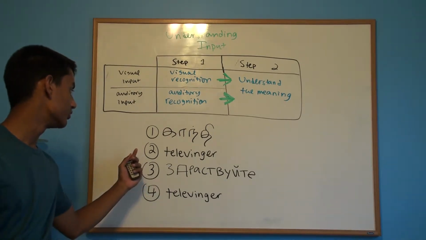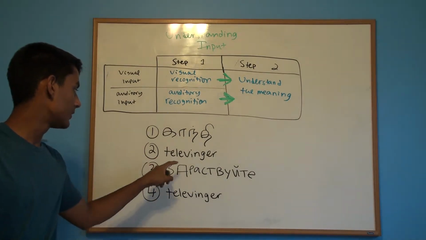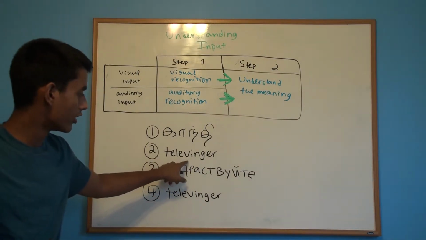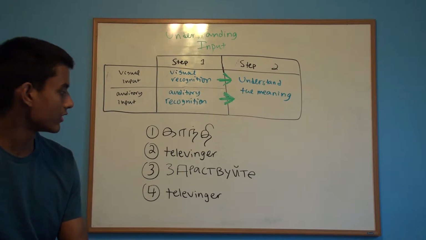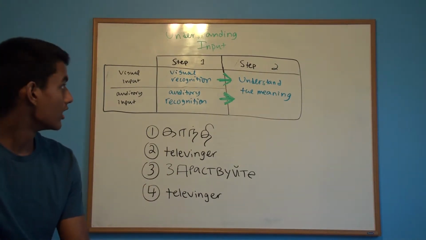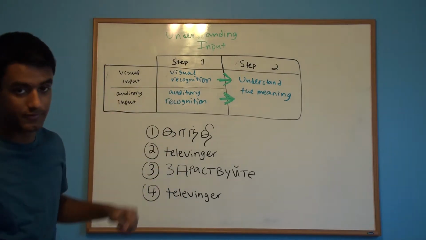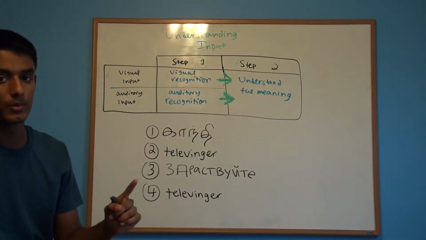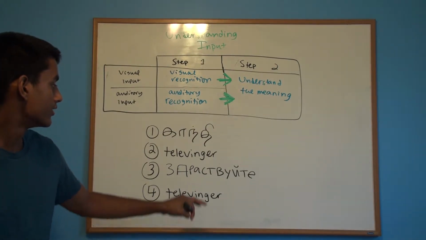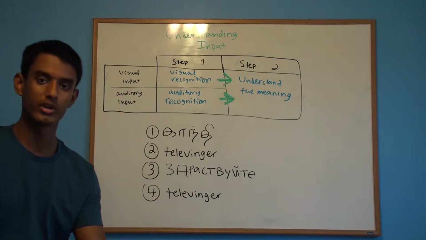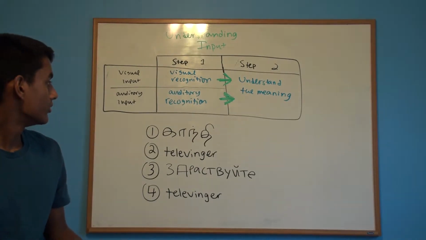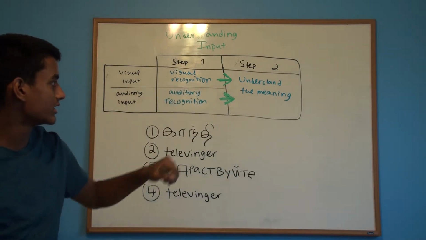However, if you look at number two, you'll be able to recognize the shapes and the letters that are used in this word. You may even be able to pronounce it like televinger, something like that. So you'll be able to complete step one, which is visual recognition. But you won't be able to complete step two, which is understanding the meaning, because this word has no meaning. It's a nonsense word that I just came up with to use as an example here. So with number two, you can complete step one, but not step two.